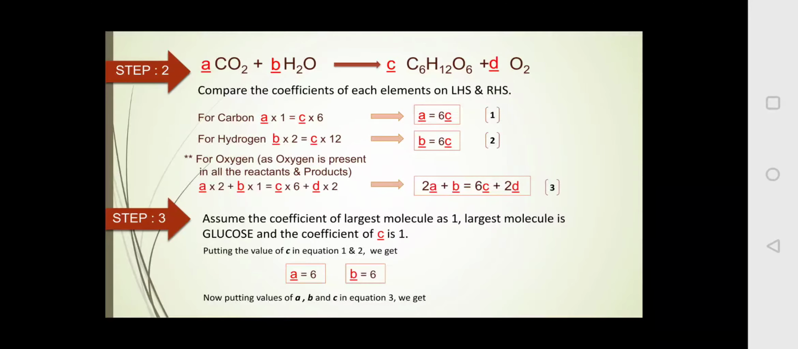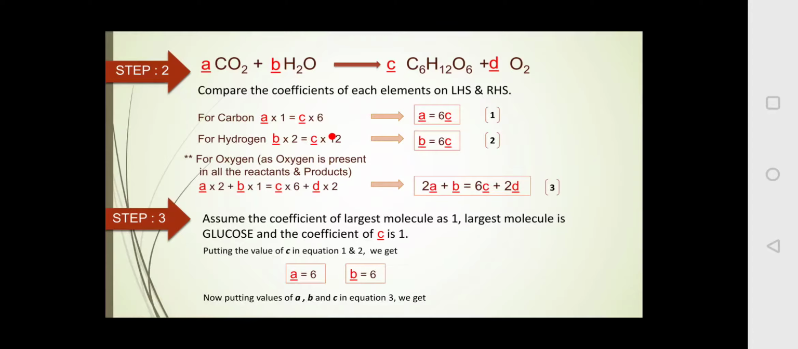Step number 2 is crucial, students. You need to be very specific. In step number 2, we compare the coefficients of each element or atom on the left hand side and the right hand side. Example, you can see on the left hand side, the carbon dioxide molecule has the coefficient A and the number of carbon atoms is 1. So multiply A with 1, which is equal to the number of carbon atoms on the right hand side in the glucose molecule, which is 6, and the coefficient is C. So multiply C with 6. So we get the relation A equals 6C.